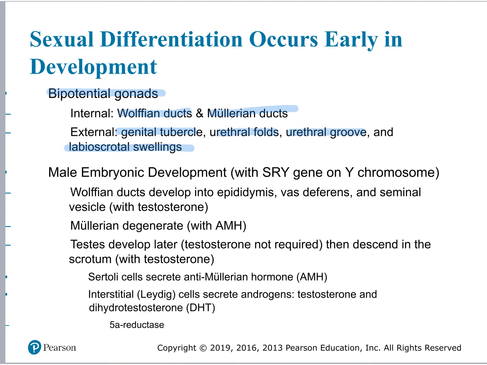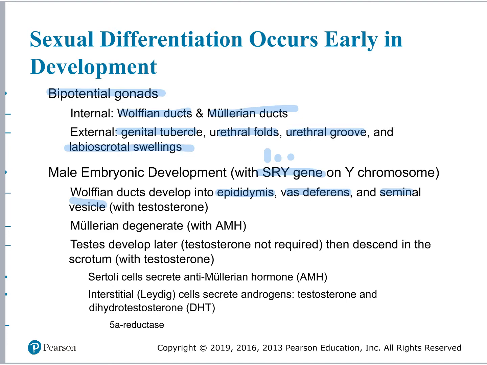On the Y chromosome, there is a gene called the SRY gene that stands for sex determining region on the Y chromosome. That is going to make the Wolffian ducts develop into the epididymis, the vas deferens, and also the seminal vesicle. Now, if you remember what they are, the epididymis was the structure that's on the posterior surface of the testes, and it's where sperm cells mature.